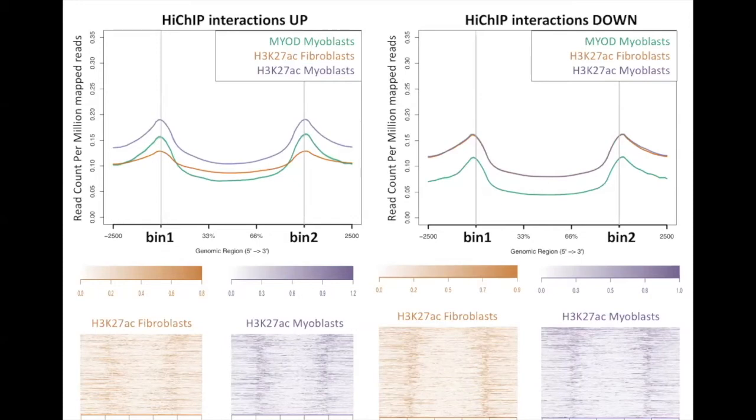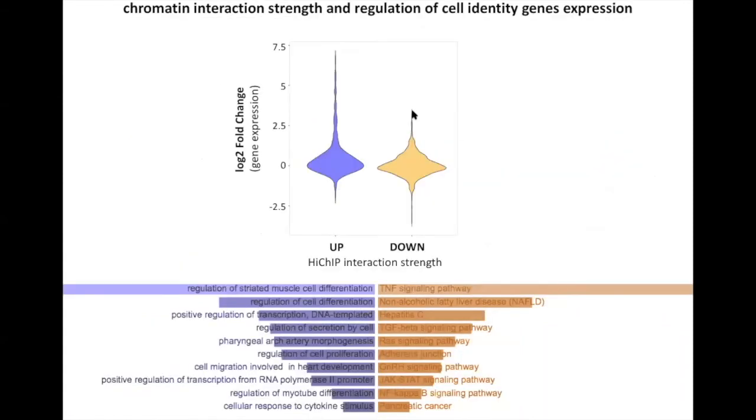In terms of biological readout, this has a meaning, as shown here, because all the increased interactions tend to correlate with the activation of genes implicated in skeletal myogenesis, while most of the interactions whose strength was decreased upon MyoD ectopic expression were associated with decreased expression of genes that refer to the fibroblastic lineage.